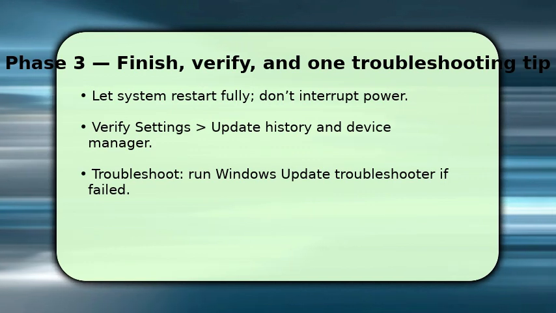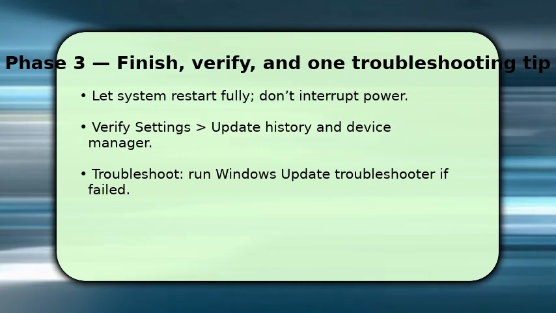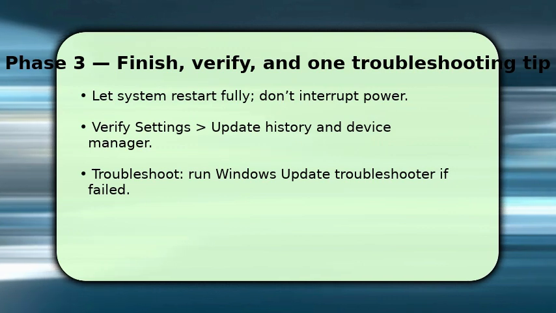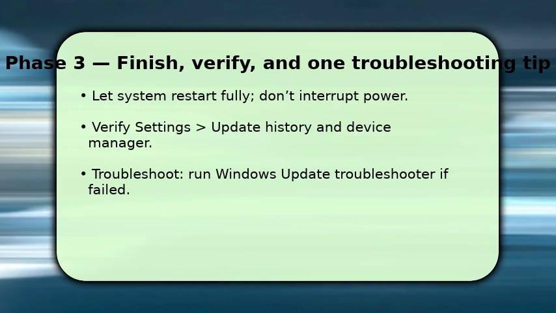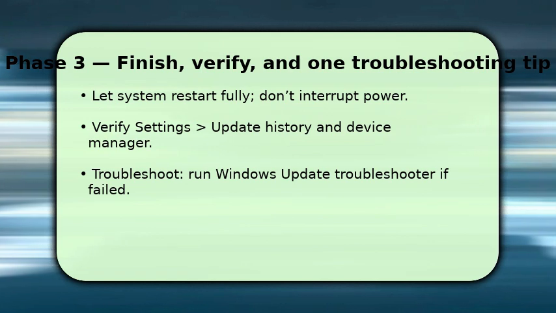Once the system is back, check Settings Update History to confirm success and open Device Manager to ensure drivers are healthy. If something failed, run the Windows Update Troubleshooter and then retry the update. If errors persist, note the error code and uninstall recent drivers or perform a system restore to the last backup. That single troubleshooting tip resolves most update failures.